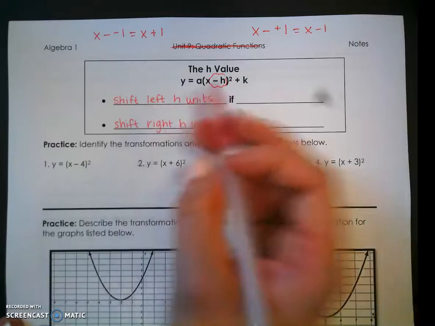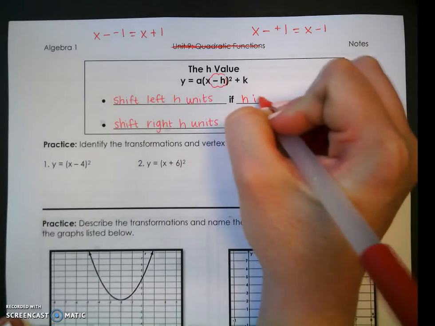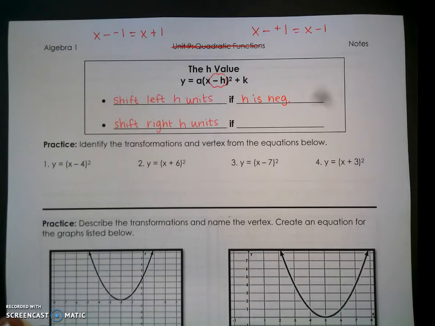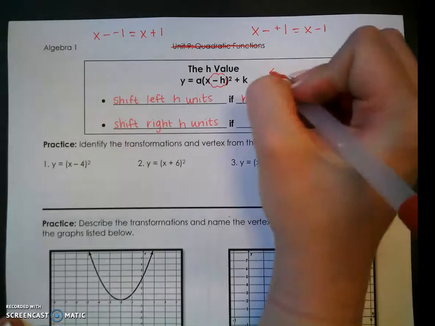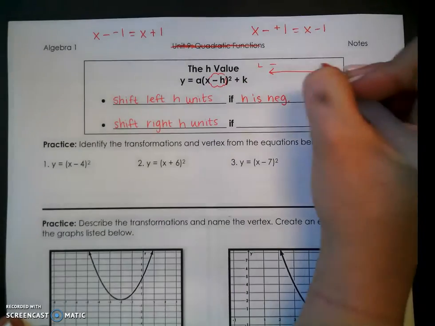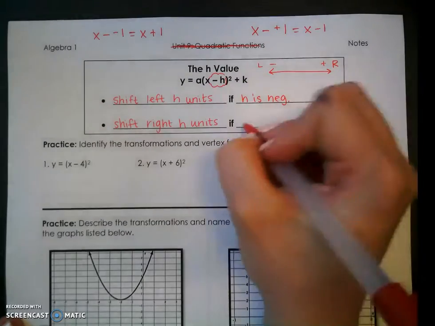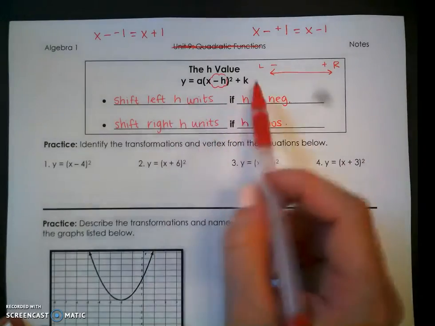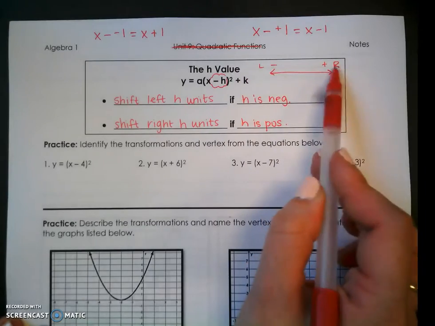So you shift left when your h is negative, which should make sense to you guys, because if you think about the x and y axis, or the x-axis, because we're going left and right, your negative numbers are on the left and your positive numbers are on the right. So you're going to shift left if it's negative and shift right if it's positive.